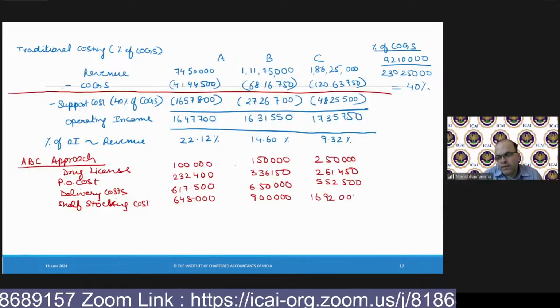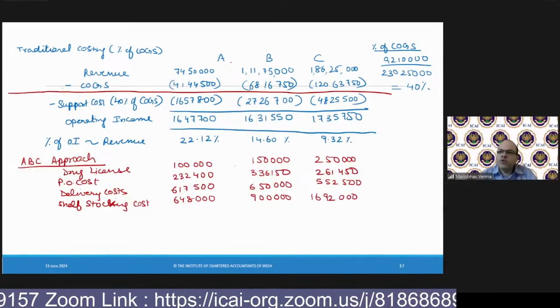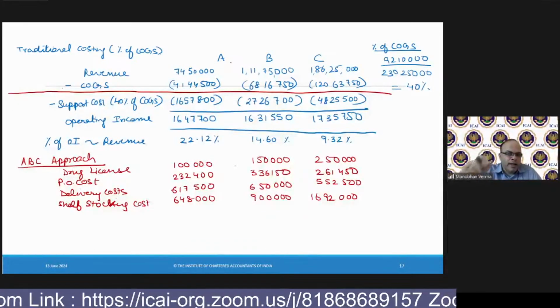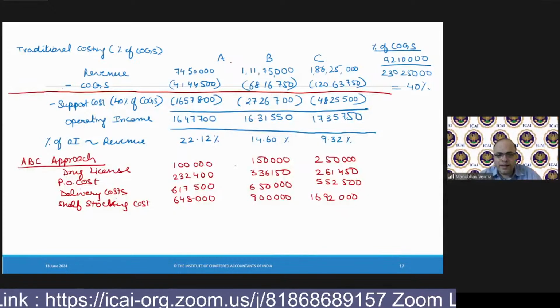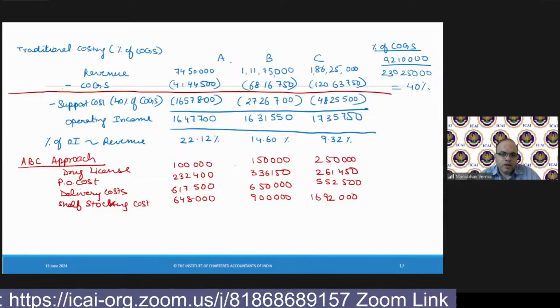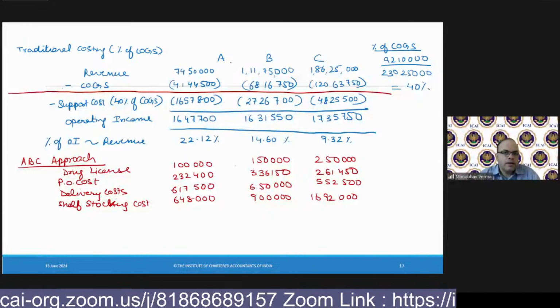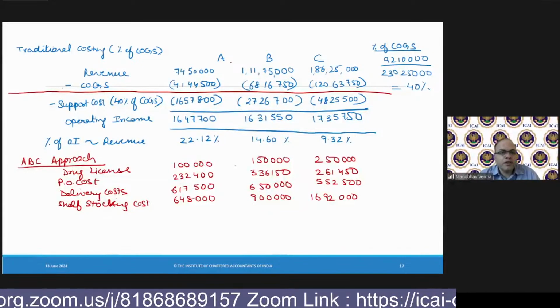I think that already gives me a little bit of an eyebrow raise, in that there is a little bit of a variation coming in. Good cost going into drug C here. A lot of shelf stocking time involved. This is the kind of analysis ABC helps us to do.